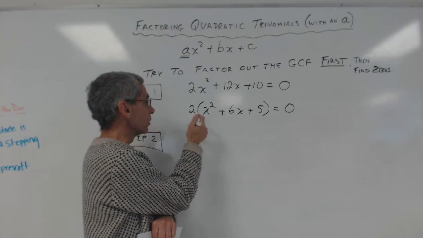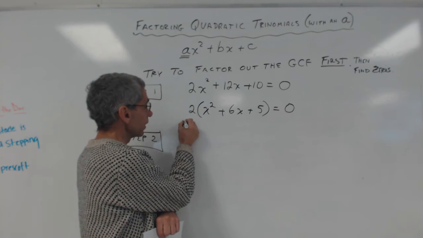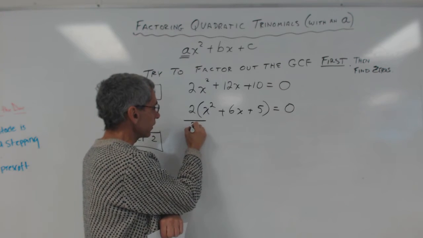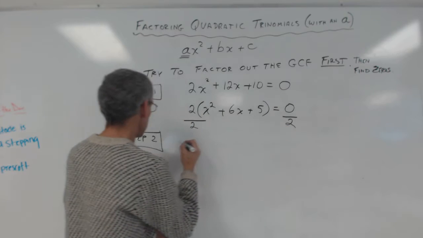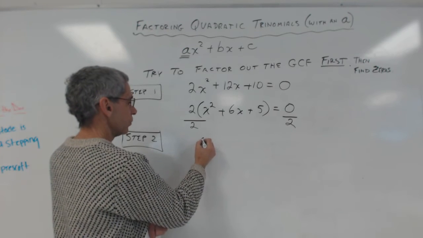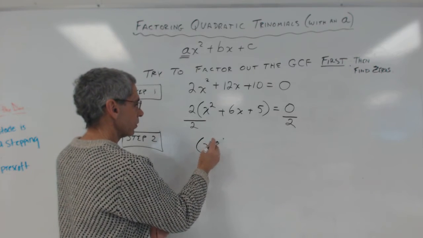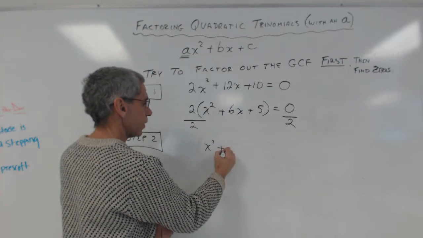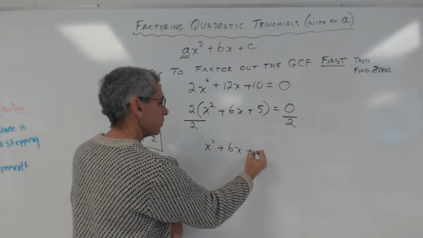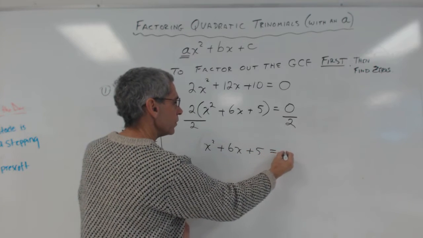This is really cool, I think. If you just divide both sides by 2, that's your next step. That's your step 2, right? And that gives you suddenly x squared. You don't even need the parentheses anymore. It just gives you x squared plus 6x plus 5 equals 0.